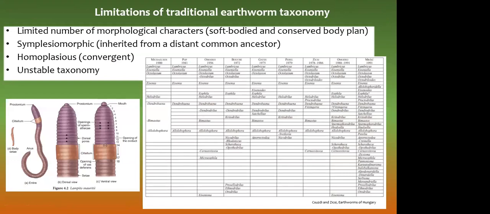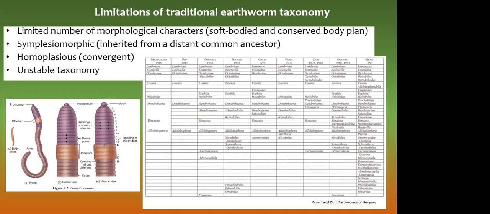Yeah, now. Okay, so traditional taxonomy of earthworms has some limitations related to their morphology. First of all, they have a really limited number of morphological characters. That's because they are soft-bodied, so they don't have any skeleton or similar structures that you can use to identify them, and their body plan is very conserved. Their body plan is pretty much the same across the different families. They also have a lot of symplesiomorphic characters, which means they are inherited from a distant common ancestor. So they don't tell us a lot about their phylogenetic relationships.